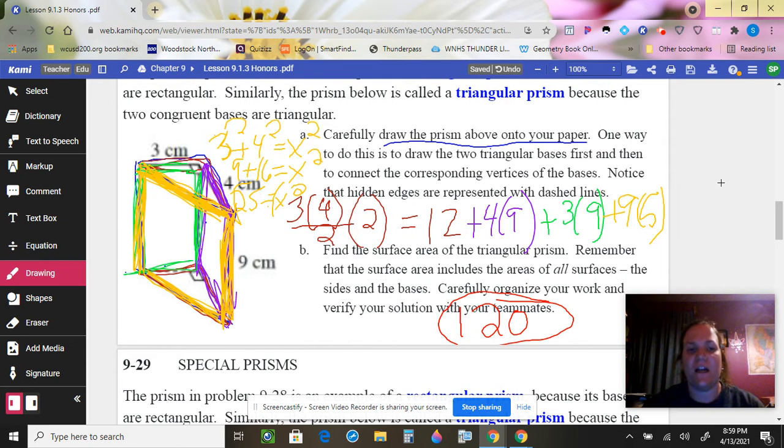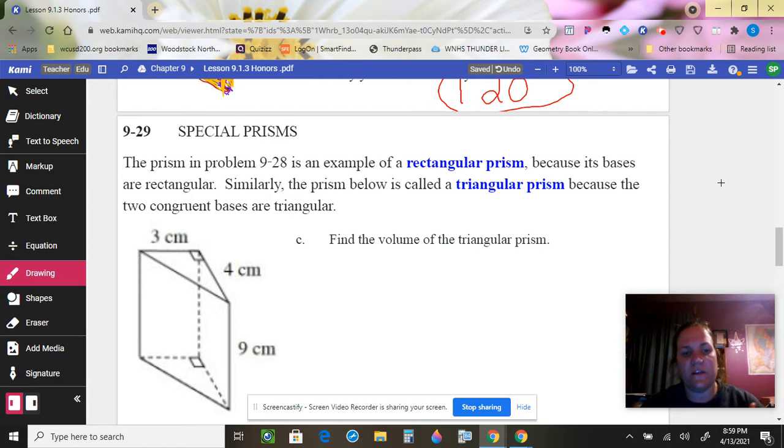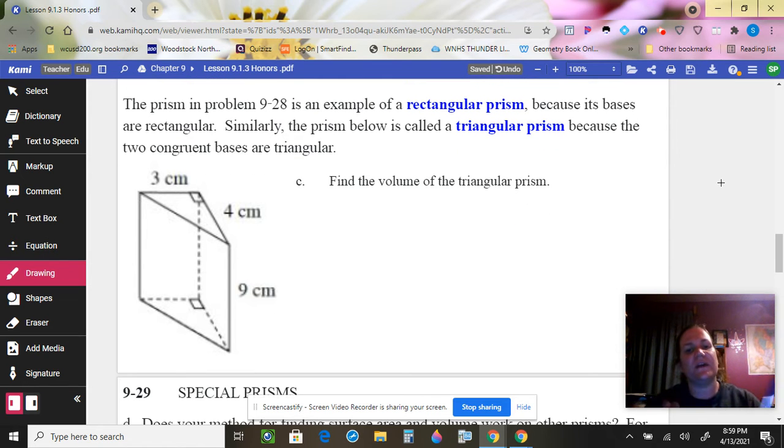Now I want to talk about the volume. We talked about volume the other day. I'm going to give you guys like 30 seconds to see if you can figure out what the volume is without me telling you what it is, and then I'll talk about it. So go ahead and try to find the volume of this triangular prism.